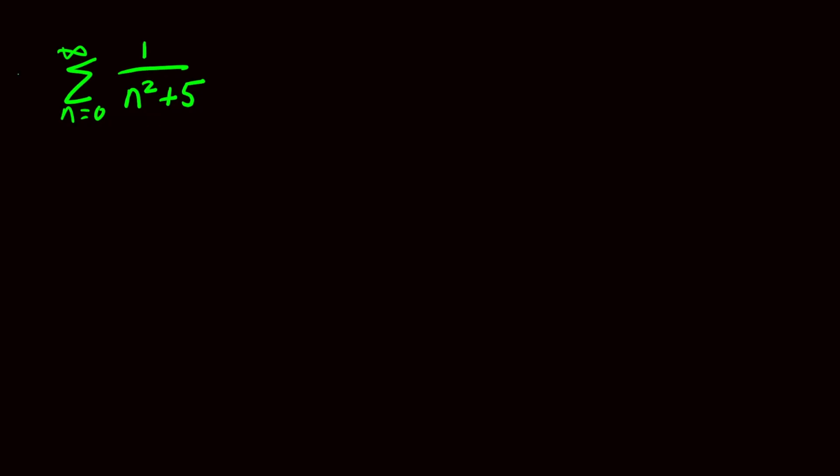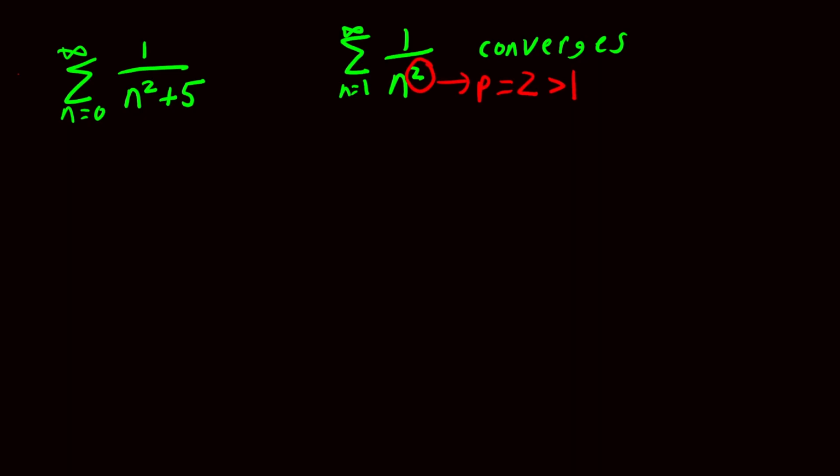Now, like we said, this looks really close to 1 over n squared. So that's what we're directly comparing it to. So, we're going to choose 1 over n squared as our known series. Now, what do we know about this? Well, we know it converges, right? Why? It converges by p-series. P equals 2, which is bigger than 1, right? And if you don't know what p-series are, I have a video on that. But we know this series in particular converges.